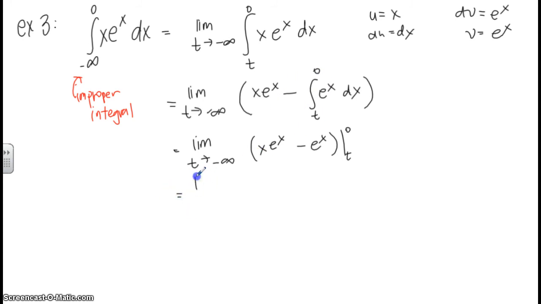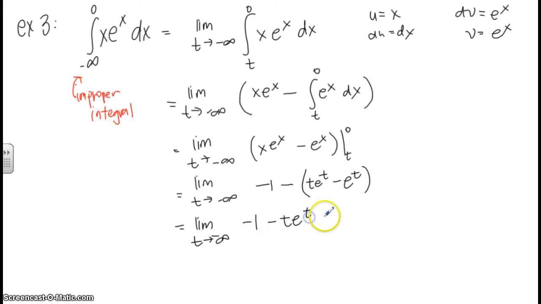It's a definite integral. The limit as t approaches negative infinity, yes, you do have to write it every single time, every single line. This will become 0 minus 1 when I plug in, minus t e to the t minus e to the t. Now, we did have to use integration by parts here, but now we're taking the limit of a function, which means you have to remember all your limit laws. This will just become negative 1 minus t e to the t plus e to the t.